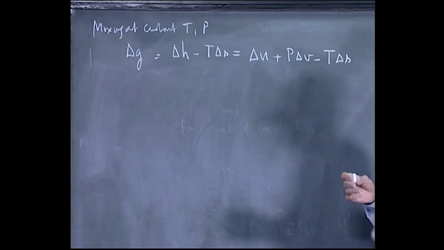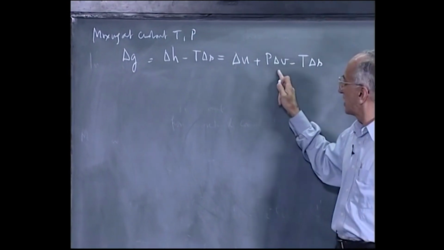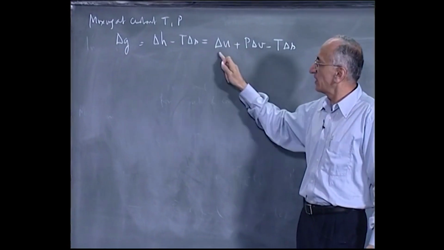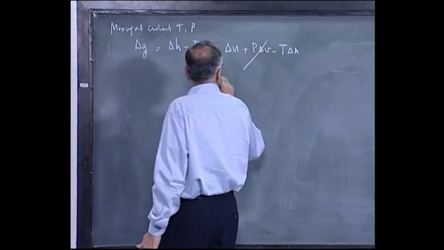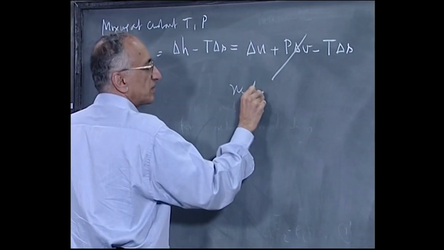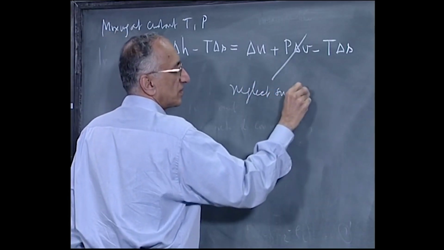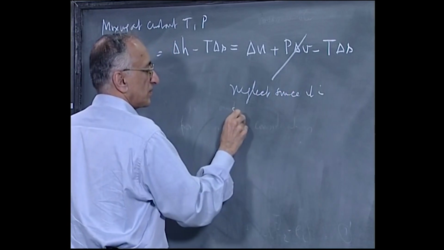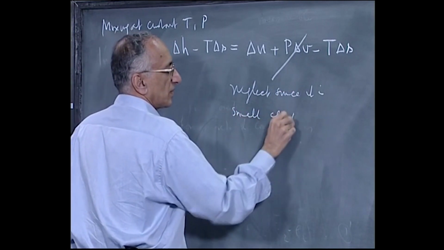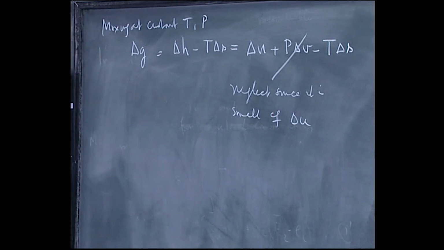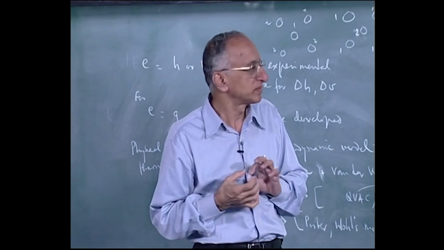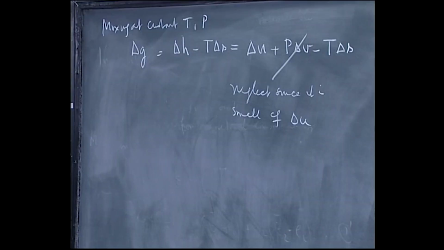This is a valid argument: for a large number of mixtures, the change in V is so small that P delta V is very small compared to delta U. So I am going to neglect this because it is small. It is a reasonable assumption, very rarely is delta V large enough for you to worry about. It is an assumption that is made very often.